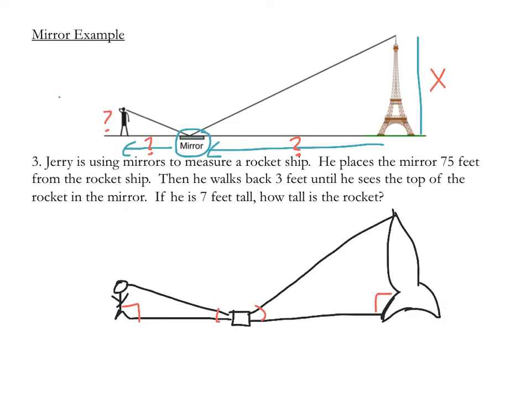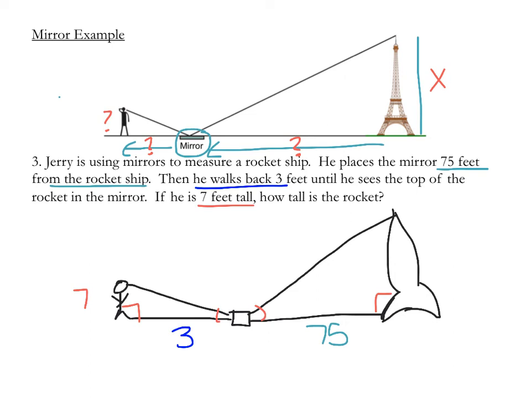Now we can put in the numbers that we have. It says he places the mirror 75 feet from the rocket ship, so the 75 is going to go here. He walks back 3 feet, it's going to go here. And then we know that he is 7 feet tall.